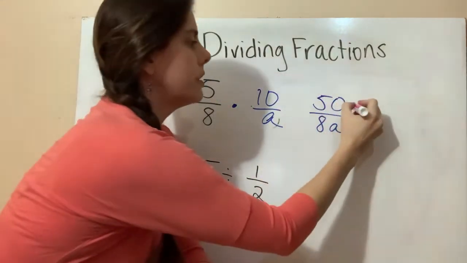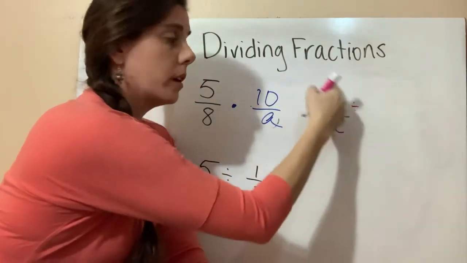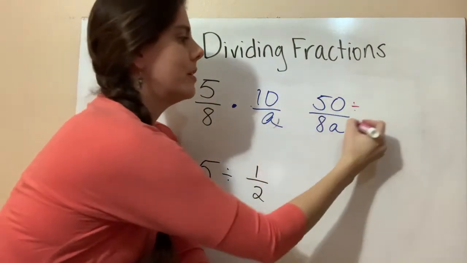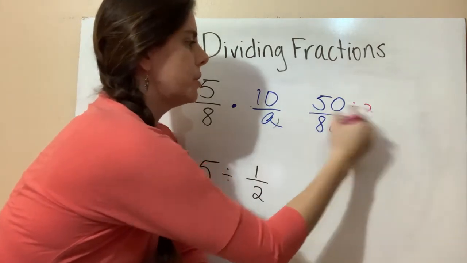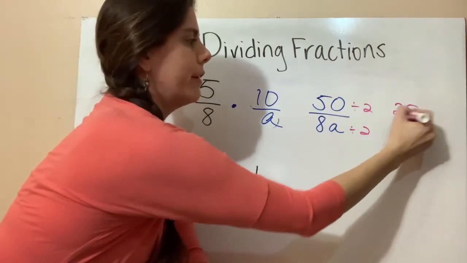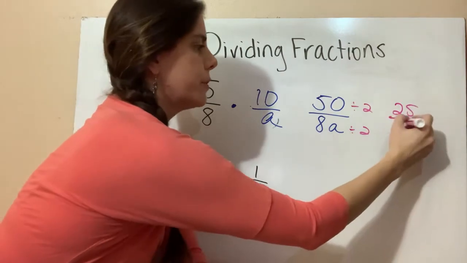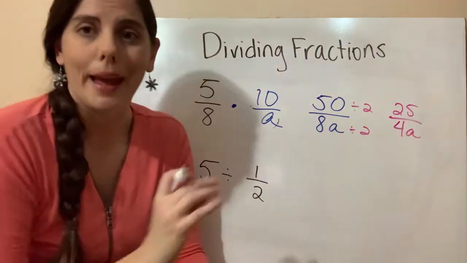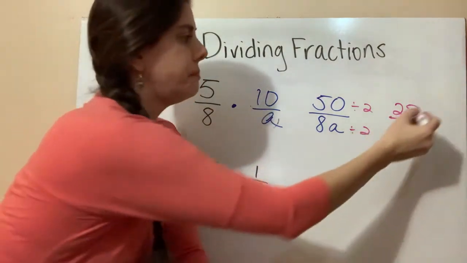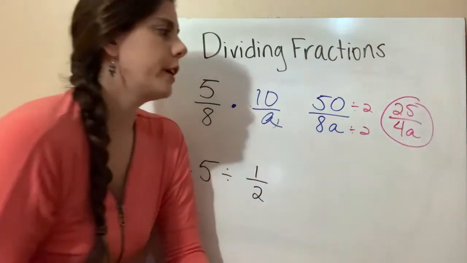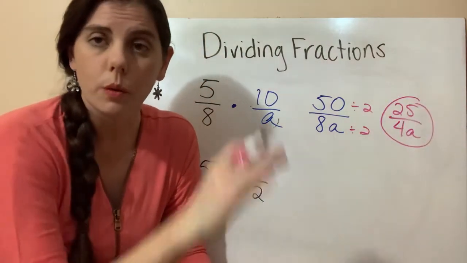So what I'm going to do is divide each of these numbers, the constant and the coefficient, and I'm going to divide them by 2. 50 divided by 2 is 25. 8 divided by 2 is 4. And our a just kind of tags along for the ride. So this right here, 25 over 4 would be the answer that we could leave it in.